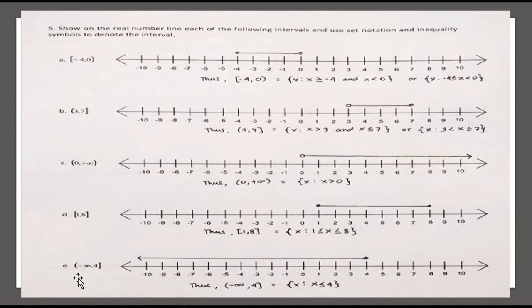And we have the last one. Negative infinity, comma 4, close ta ni 4. So, close ta ni 4, padulong ta negative infinity. So, in set notation, x such that x is less than or equal to 4.